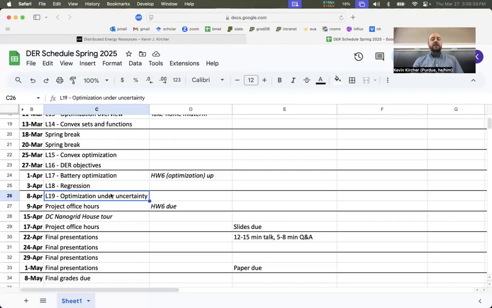And then in the last lecture here, we'll get to what you could call optimal control or optimization under uncertainty. But most of the stuff we do before this lecture 19 will assume more or less that we have complete information or perfect information about the system that we're trying to work with.